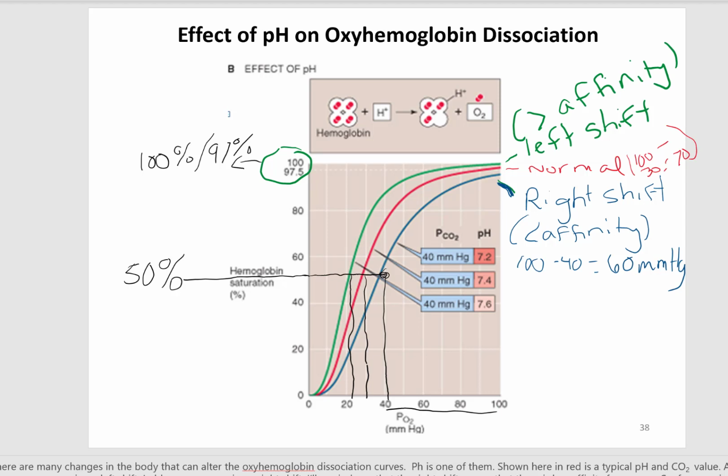For the green shifted, a very high affinity hemoglobin, a very selfish hemoglobin, we would have to go from 100 millimeters of mercury, a partial pressure for oxygen, down to about 21, 22. That's almost an 80 millimeter of mercury worth of pressure difference to shift.